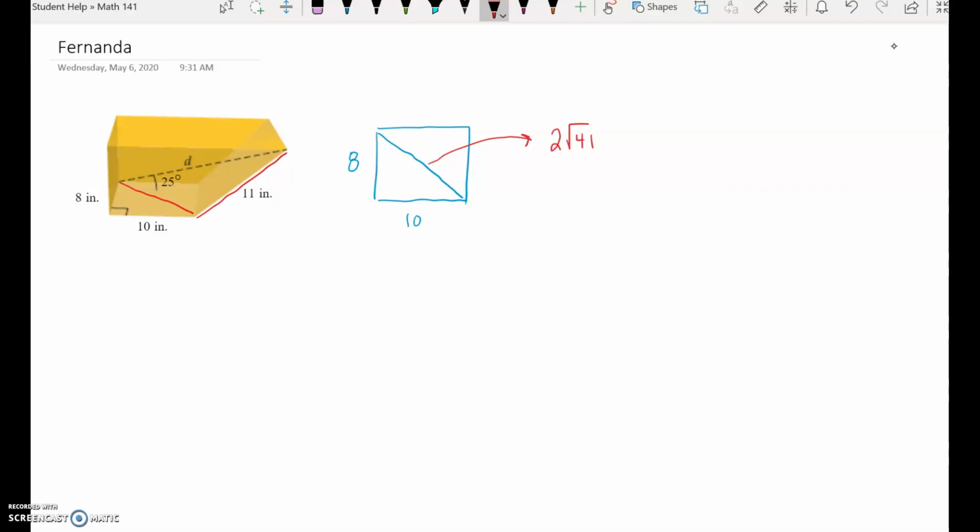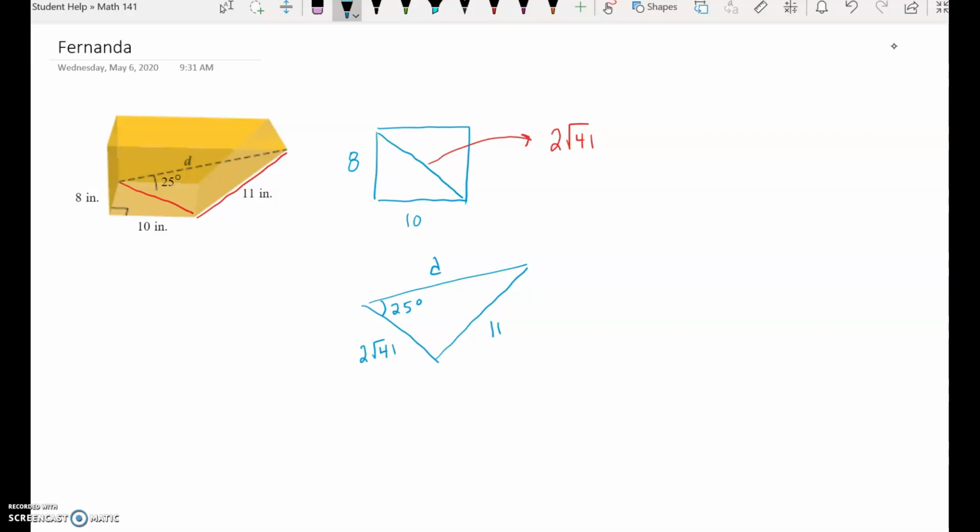And then the triangle now that I'm trying to solve is like this. 11, 2 square root of 41. This angle here is 25 degrees. And then you're finding D. So the way to tackle this problem is we've got to find the angle that's across from D.